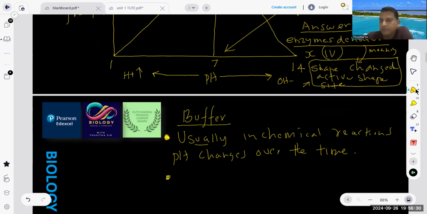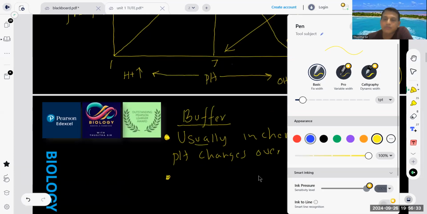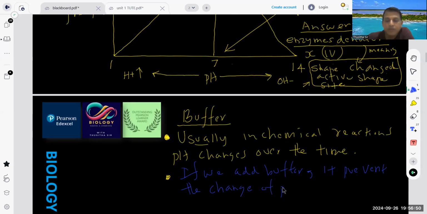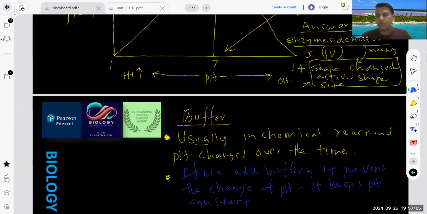So now, important thing: if we add buffer, it prevents the change of pH. In other words, it keeps pH constant. So what is a buffer? Buffer is a solution. It keeps pH constant. In a chemical reaction, it doesn't allow the pH to change. So that's the meaning of buffer.